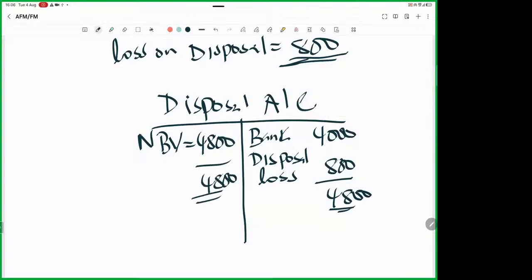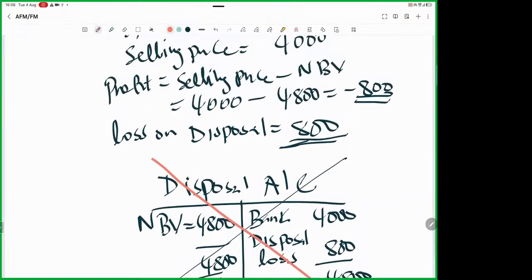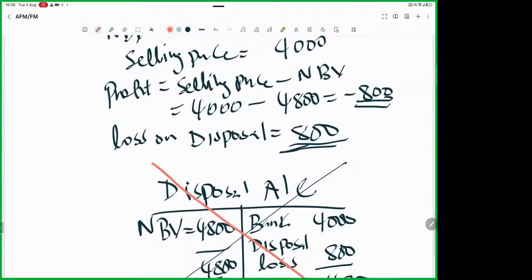So the disposal loss will be credited on this account, but you debit the P&L. Why should I go through all this? Simply because I want to impress my examiner. Most of the time, you cannot impress these examiners. You straight away go through this approach: the profit to be obtained will be the selling price minus the net book value. This approach, I love it. So I'm getting a loss on disposal.